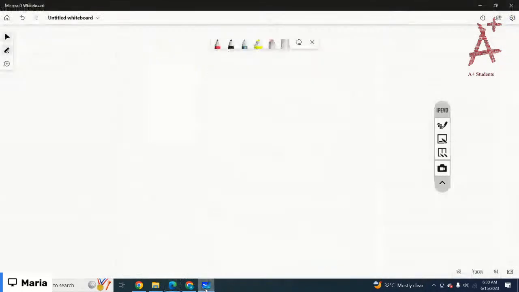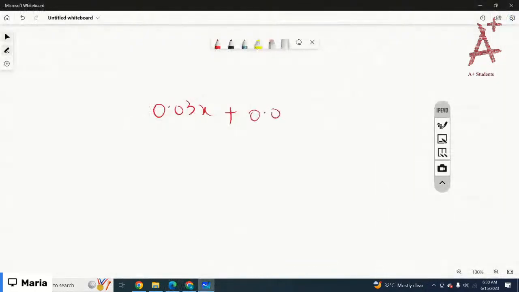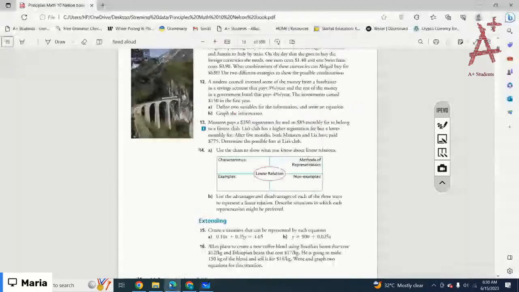So it would be 0.03x. And then you have another variable y that represents the government bond that pays 4% per year. So it would be 0.04y, and the total amount is 150. Now for the b part, you have to plot the graph. So put different values of x, calculate the different values of y, and make a graph for these values. Got it? Okay, let's just move on to the next one.